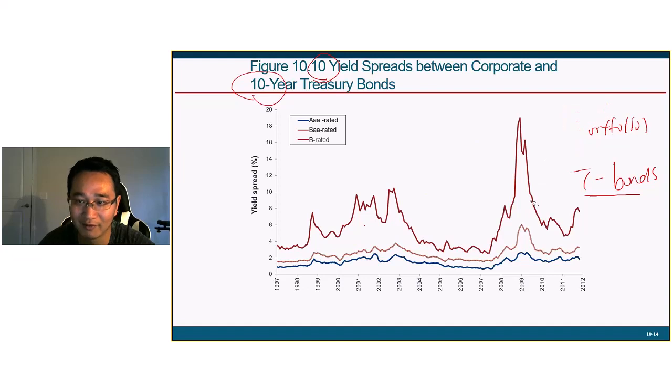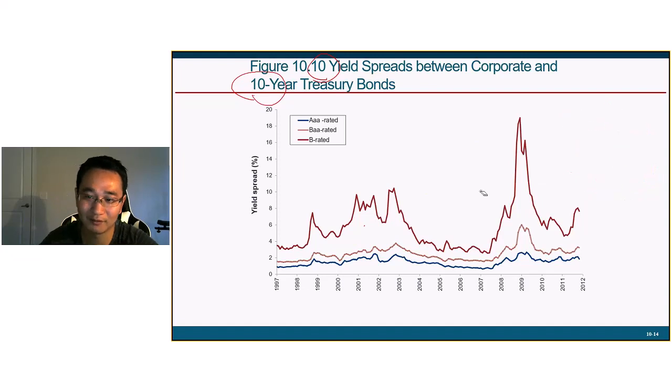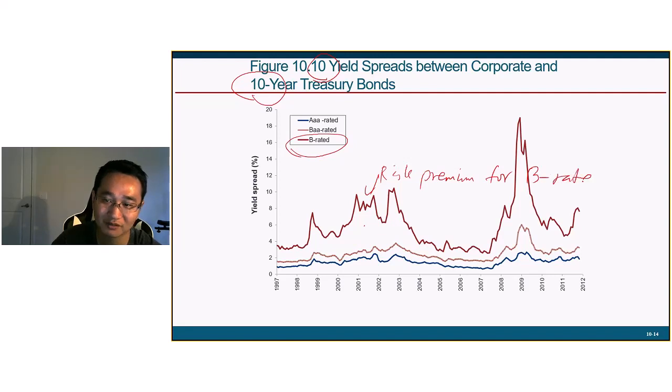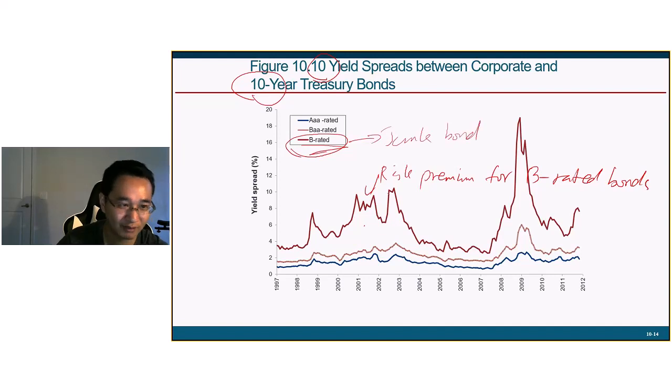Let me erase this so that we can have a better idea of what's going on here. We can see that the red line is B-rated. So it's kind of a premium. You can consider this to be the risk premium for B-rated U.S. bonds. You guys can see that you need to pay people more. Because it's B-rated, this is a junk bond. You need to pay investors more.